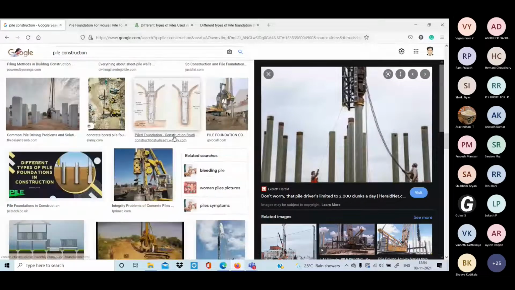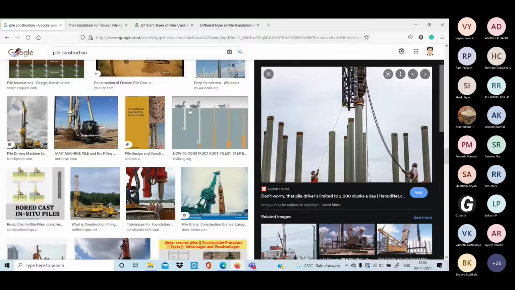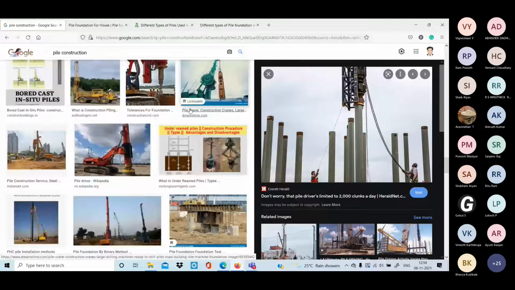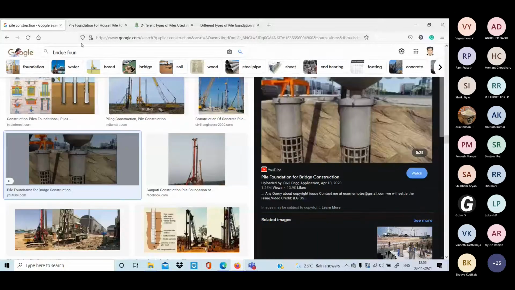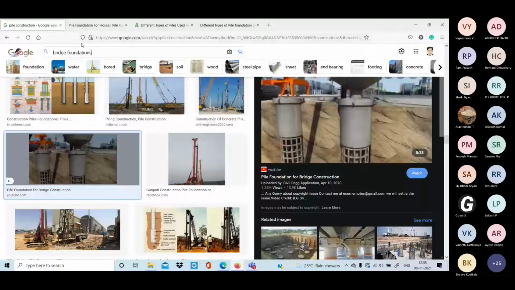Then I'll show some of these. You look at this one. So, bridge foundation. Today we'll focus on this, just an introduction. Then next class onwards we'll start designing it. Okay, so these are all pile foundations.